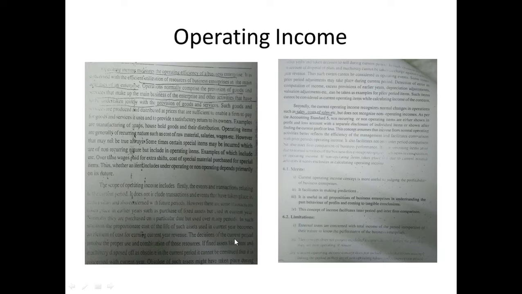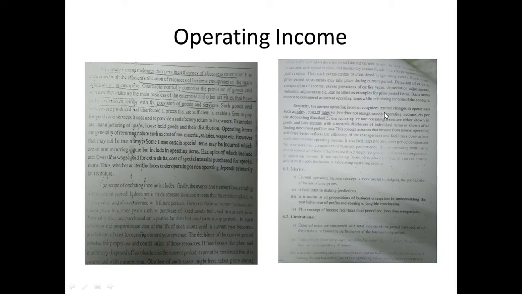The decision of the current period involves the proper use and combination of these resources. So here when you're talking about operating income, you're talking about even those which are not incurred in a particular year, but the fixed assets which were purchased previously and whose usage continues currently, then that also has to be taken into consideration to find out the operating income.